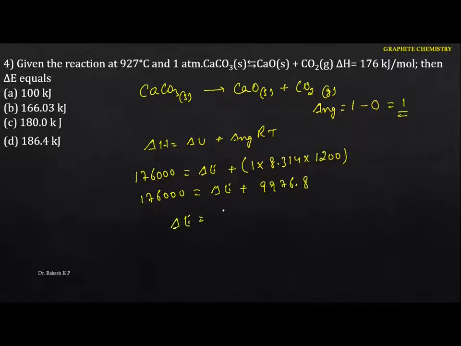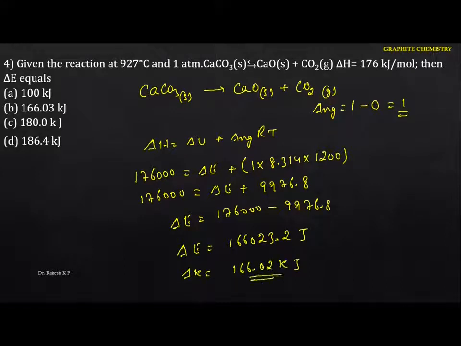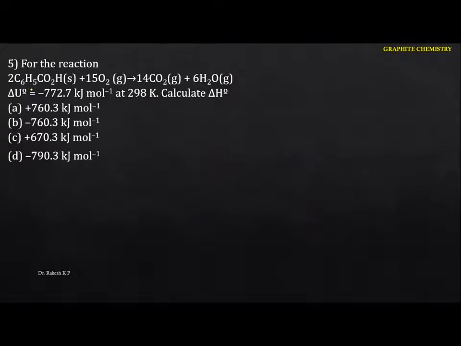Now what you have to calculate is the delta E. This becomes 176000 minus 9976.8, and the delta E value that we are going to get is 166023.2. This is in joules, but you have to convert it into kilojoules, that becomes 166.02 kilojoules. So hence in this case the option will be B.